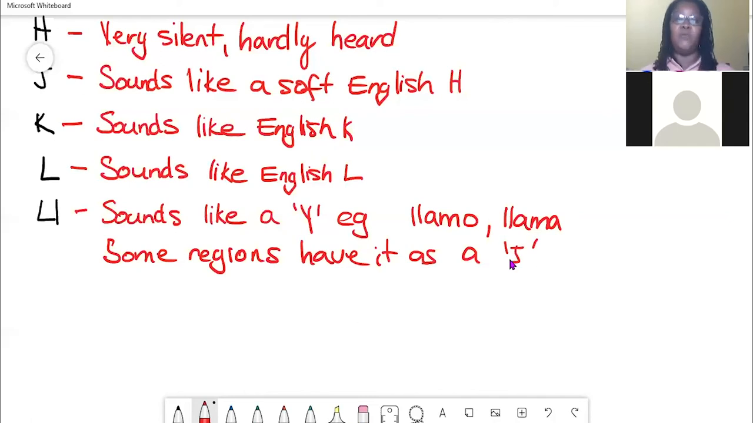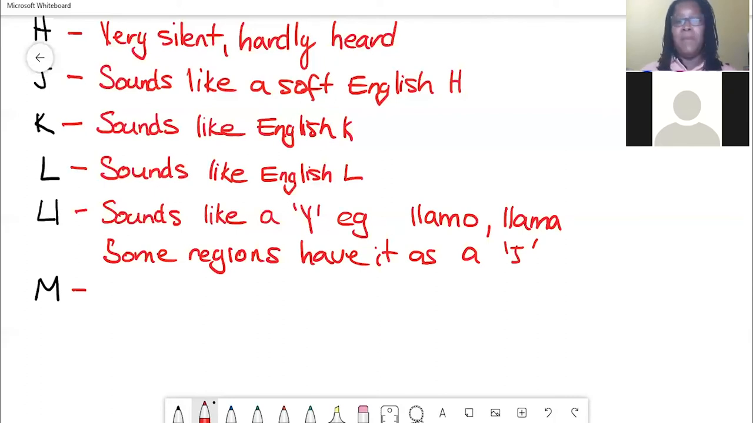In some regions, it will sound like a J. So sometimes if you're listening to some songs, I like to listen to reggaeton a lot, and you will hear definitely when they are pronouncing the double L sound and it sounds like a J. So it depends on the region that you're listening to or the region that you're from, that you will hear the Y sound versus the J sound. How I tend to teach it, I teach it with the Y sound.